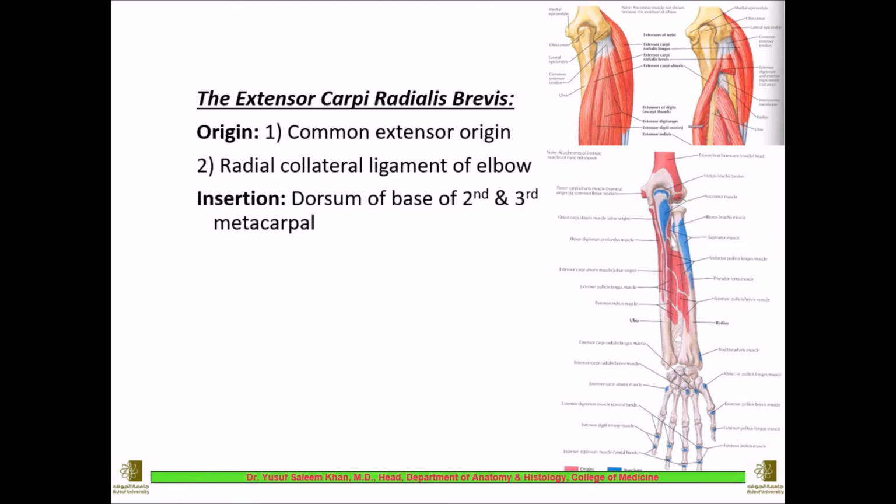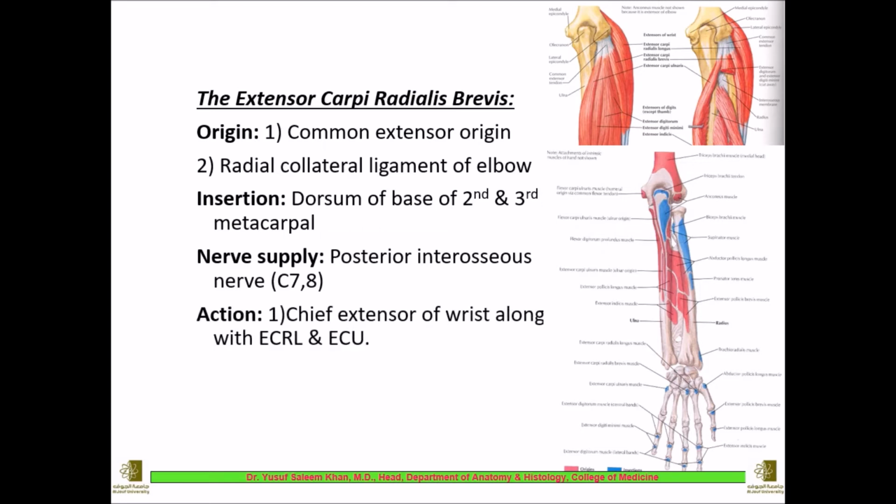Coming to the insertion, this will be going down, runs deep to the extensor carpi radialis longus on the lateral side and gets inserted to the dorsal surface of the bases of the second and third metacarpal bones. Here will be the insertion of this muscle on two metacarpal bones, the dorsal surface of the base of the second and third. Nerve supply: this will be supplied by the radial nerve indirectly through its branch, that is the posterior interosseous nerve, with the root values of C7 and C8.